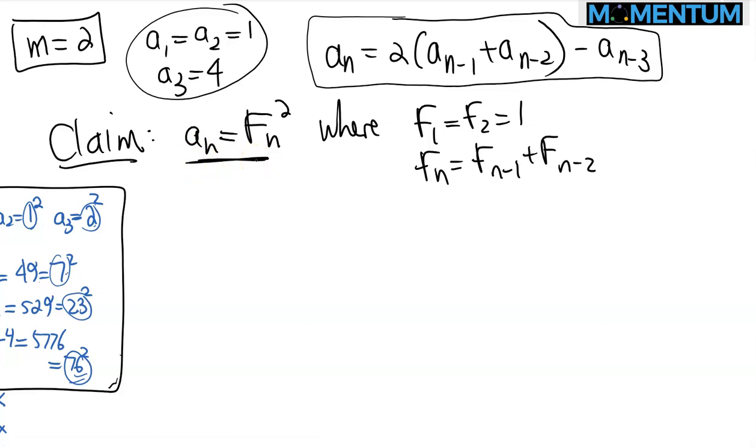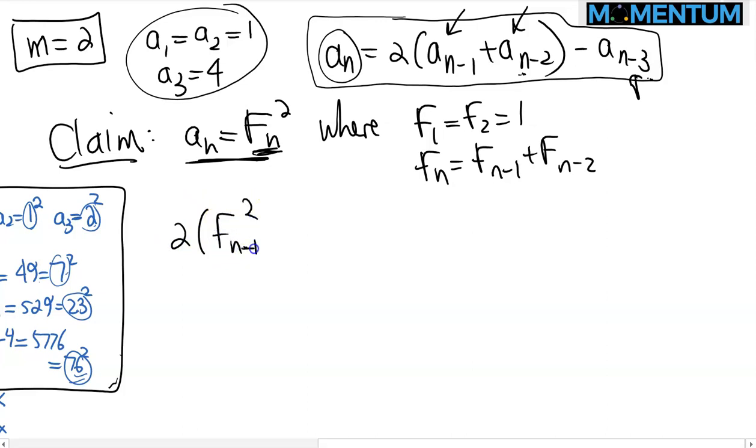And a very cool trick is the following. If I were to replace each of these by the corresponding f sub n minus 1, f sub n minus 2, and f sub n minus 3, each squared, then see if this comes out as f sub n squared. If it does, then we are done. It confirms the validity of the claim. And indeed, let's start with 2 times f sub n minus 1 squared, because that's what we claim a sub n is, plus f sub n minus 2 squared, and subtract from it f sub n minus 3 squared.